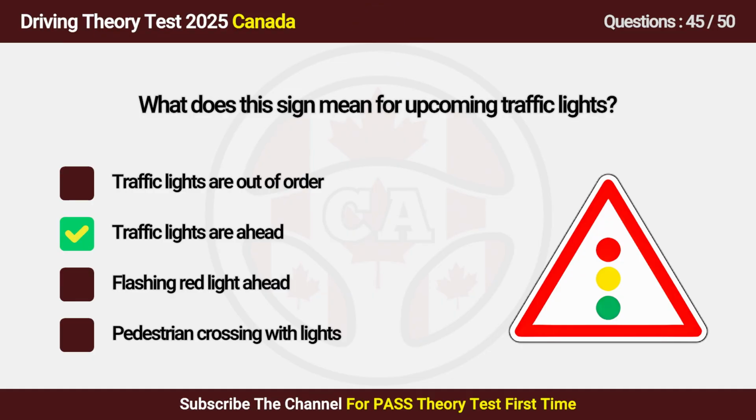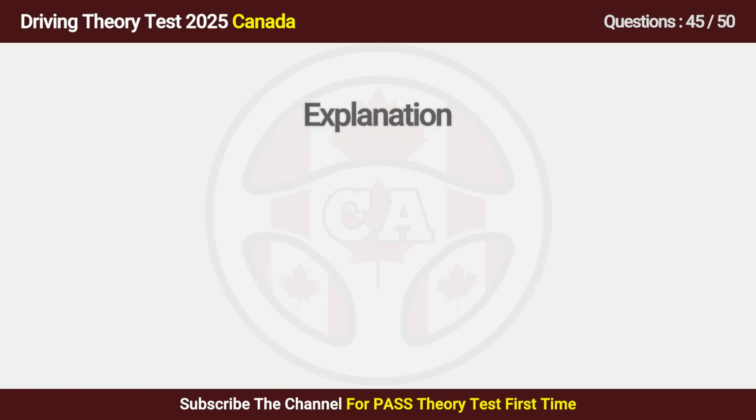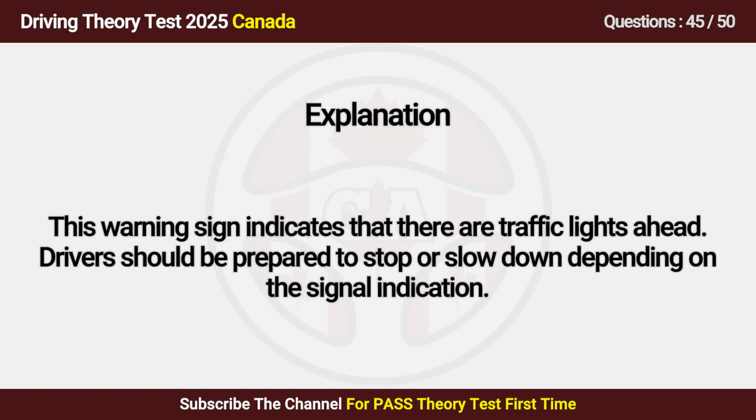Answer is B. Traffic lights are ahead. This warning sign indicates that there are traffic lights ahead. Drivers should be prepared to stop or slow down depending on the signal indication.